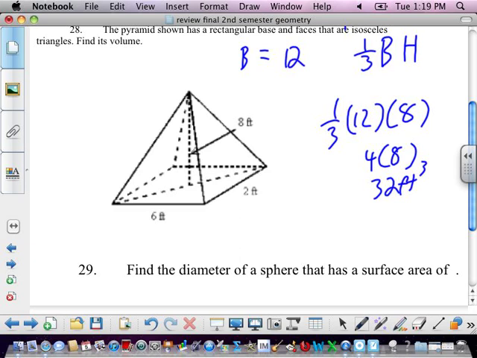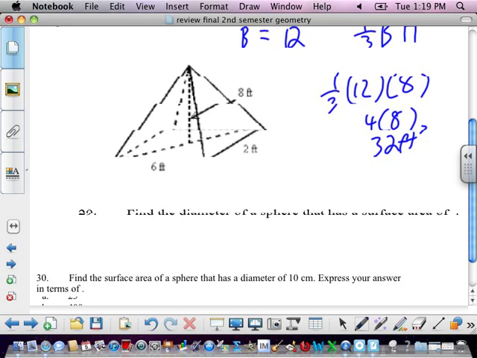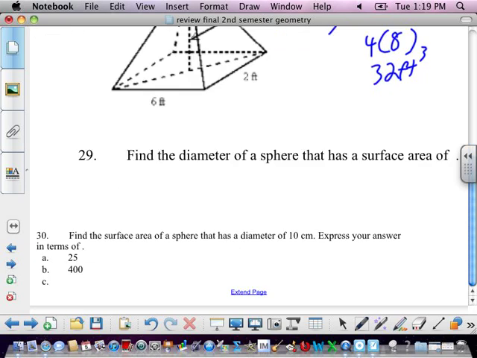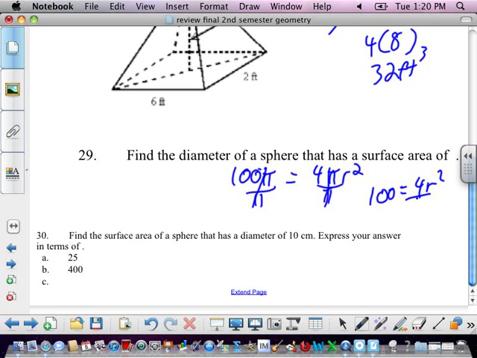Number 29, find the diameter of a sphere with a surface area of 100 pi inches squared. Okay, what's the equation for the surface area of a sphere? 4 pi r squared. Okay, so we've got to solve this for that. So the first thing we can do is divide by pi and get those out of there. They're gone. So I get 100 equals 4r squared. So the next thing I do is divide by 4, and I get 25 equals r squared.